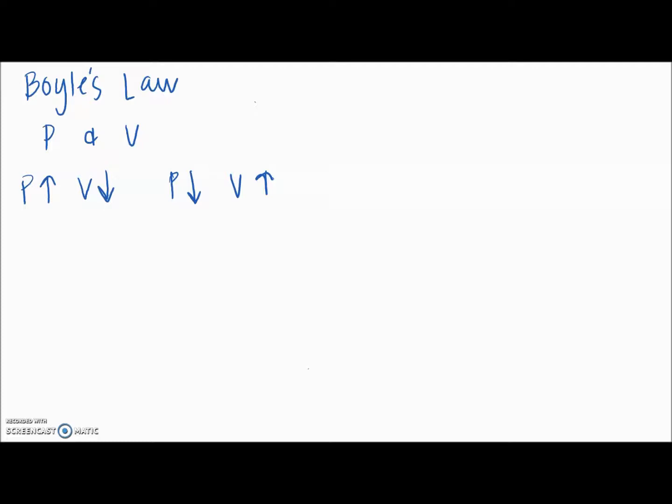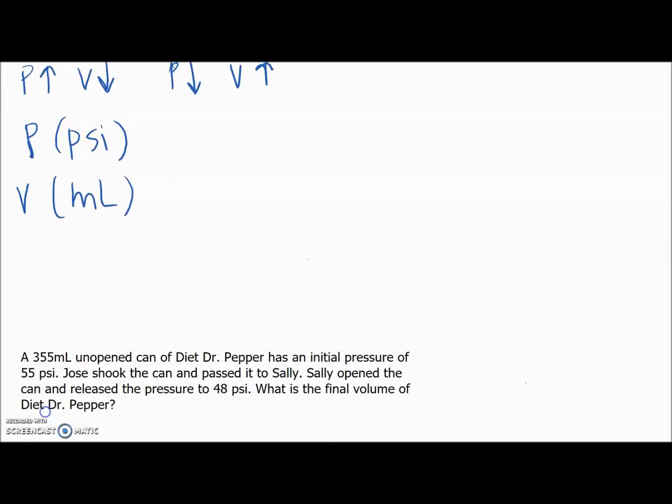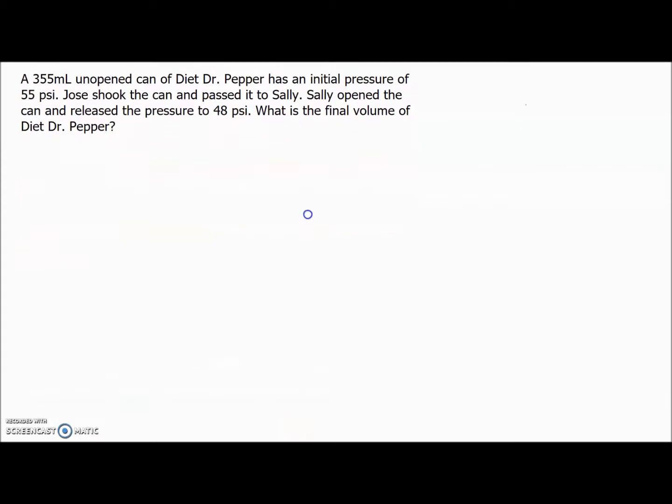So I've decided to do an example on opening a canned Coke after it's been shaken, and looking at how that affects the volume. Also, you want to remember to keep your units consistent and appropriate. So for example, if I want my units for pressure to be PSI, then I need both of my units to be PSI. And if I want my units for volume to be milliliters, then I want to make sure both volumes are in milliliters.